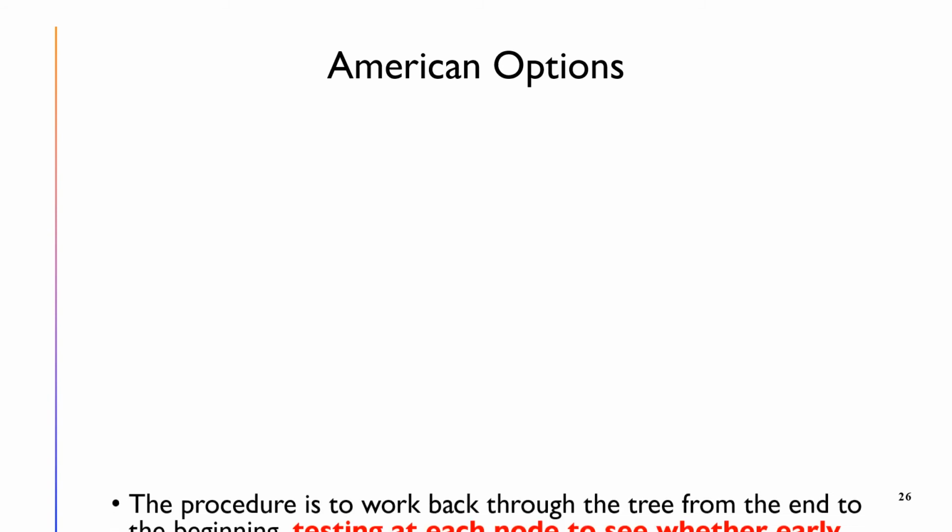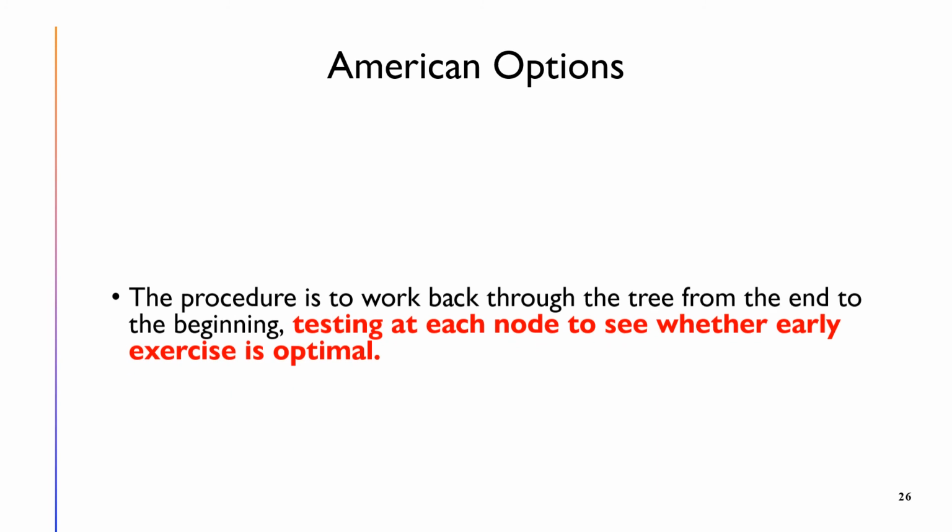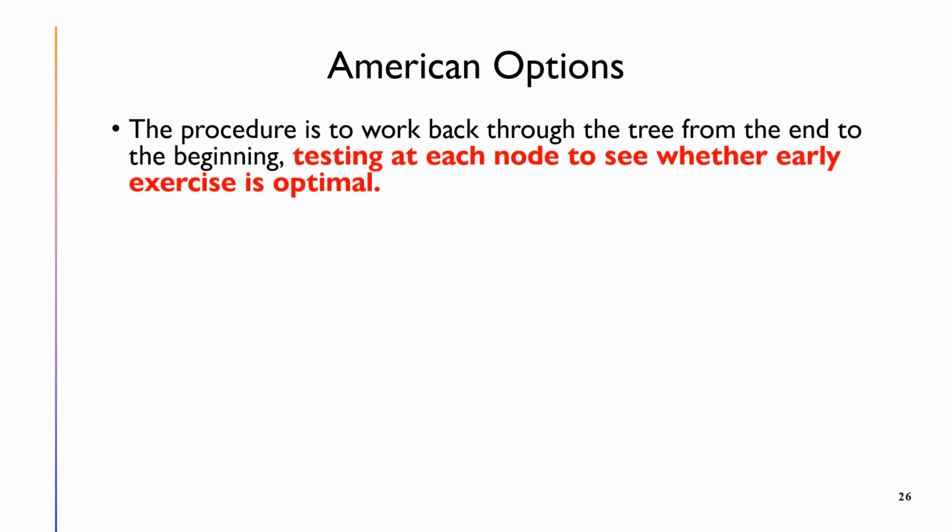Next, we are going to learn how to value an American option. Take note of the key difference between European and American option. A European option can be exercised on the expiration date, while American options can be exercised anytime up to the expiration date. Therefore, the valuation of American option is slightly different. The procedure is to work back through the tree from the end to the beginning, testing at each node to see whether early exercise is optimal.